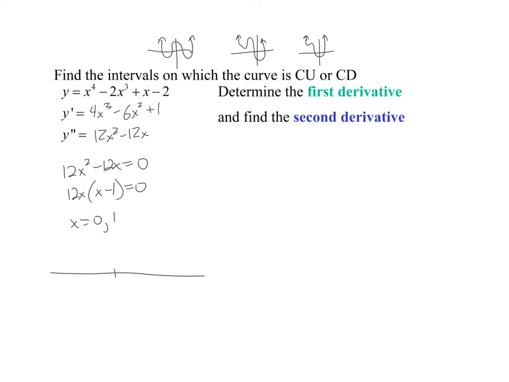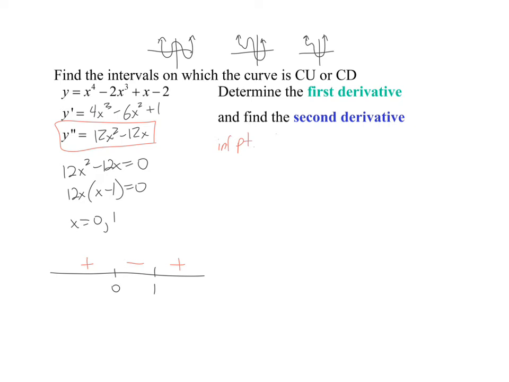So if we do our test points between 0 and 1, we should have a good idea what's going on. So let's try plugging in a -1, and again we're going to go to our second derivative equation. If we plug -1 in there, we'd get 12 plus 12, which is positive. If we plug in a half, that would give us 3 minus 6, which would be negative. If we plug in a 2, we would get 48 minus 24, which is positive. So we can see now we have two inflection points.